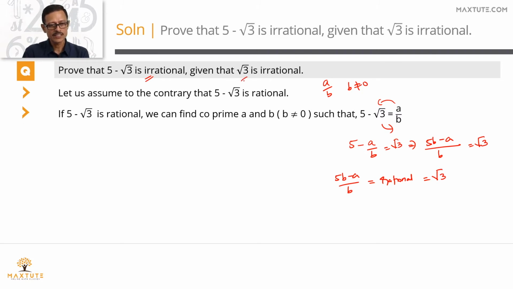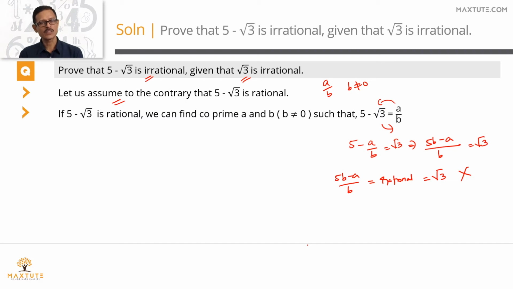But what does the question mention? Question mentions root 3 is irrational. We also know that root 3 is irrational. So what have we got by making this assumption? We have got root 3 to be a rational number, which means our assumption is incorrect. The assumption that we made that 5 minus root 3 is rational is incorrect. So we proved that 5 minus root 3 is irrational.